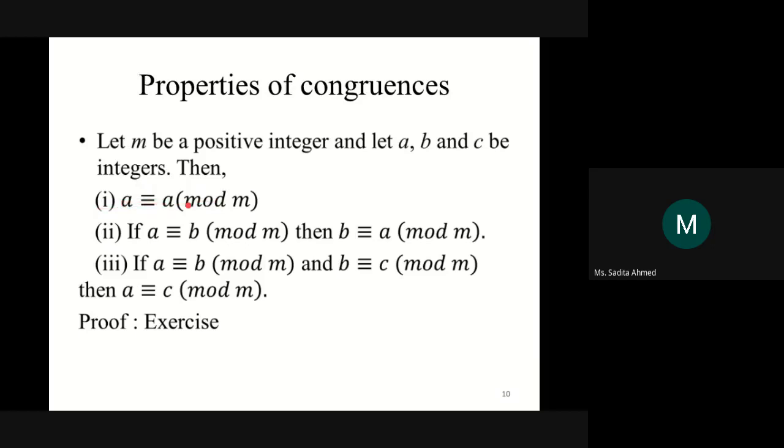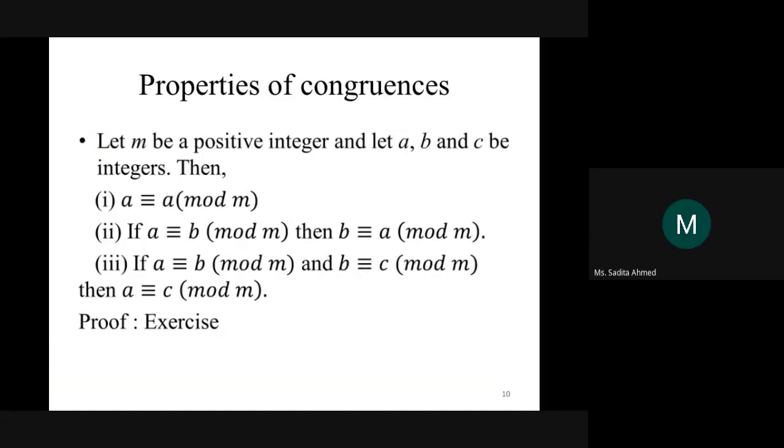Okay? So similarly, think about the second property. First of all, what is the second property saying? That a and b are interchangeable in this congruence. So if a is congruent with b mod m, b is also congruent with a mod m. Okay? And why does it make sense? Because, first of all, tell me, what does a congruent with b mod m mean? Again, tell me. It means the difference between a and b is divisible by m.